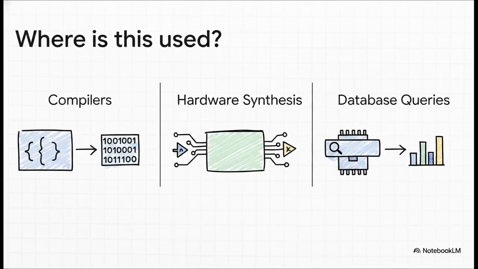And when I say it's everywhere, I really mean it. Of course, you've got your program translations, that's the compiler stuff we just mentioned. But think about this. The same core idea is used for designing computer chips. A description of a chip gets translated into an actual circuit design. Or how about databases? When you write an SQL query, this is the magic that helps the database figure out exactly what you're asking for. It's pretty amazing how versatile it is.